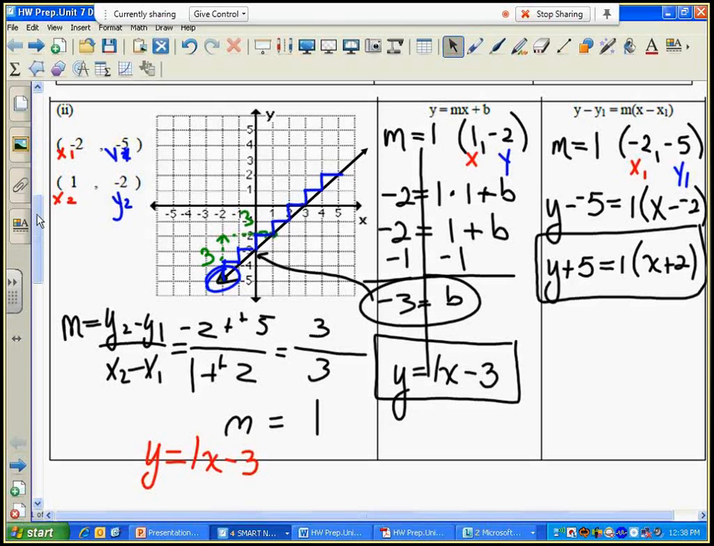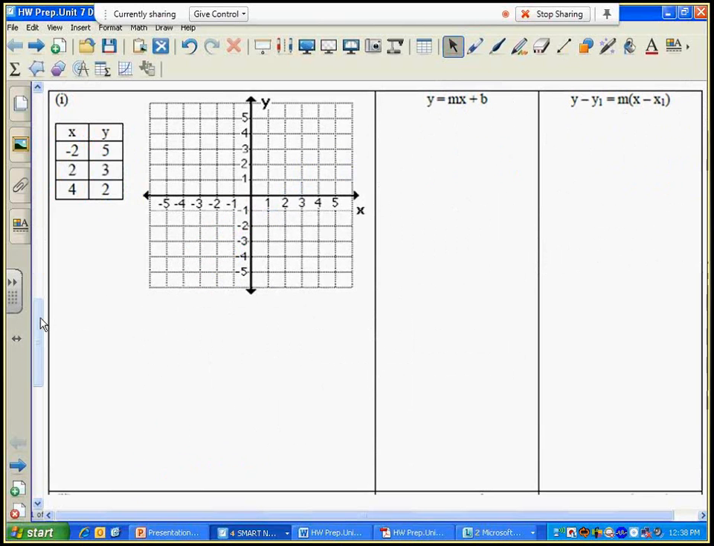Next problem. Let's go to the back. Here we have a table that has 3 points. Okay, no big deal. We can still find our slope the same way. I'm going to do my change in y over change in x and get a fraction.